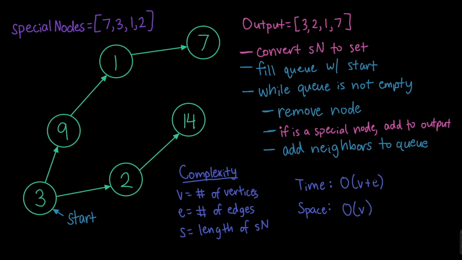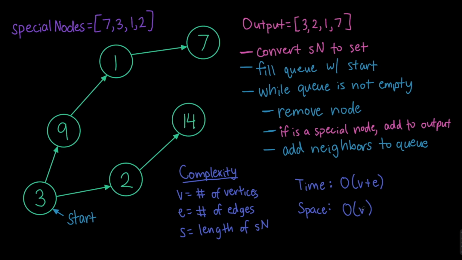But it also depends on E, because we are traversing every edge, right? When we're at the 3 node, we go through all of its edges. So for every node, we go through all of its edges, which means in total, we go through every edge. So we get this O of V plus E time complexity of a standard BFS.